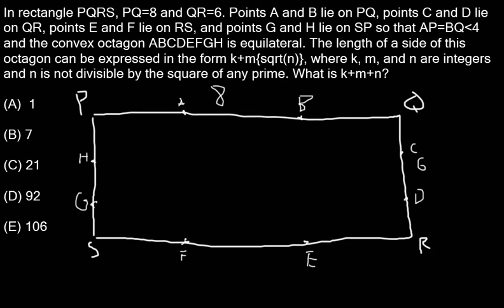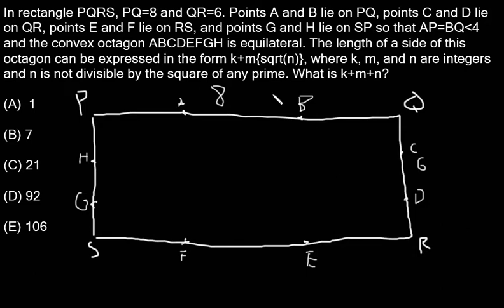So it says right here, in the rectangle PQRS, PQ is equal to 8 and QR is equal to 6. Points A and B lie on PQ, points C and D lie on QR, points E and F lie on RS, and points G and H lie on SP so that AP is equal to BQ, and the convex octagon ABCDEFGH is equilateral. The length of a side of this octagon can be expressed in the form k plus m times the square root of n, where k, m, and n are integers and n is not divisible by the square of any prime. What is k plus m plus n?